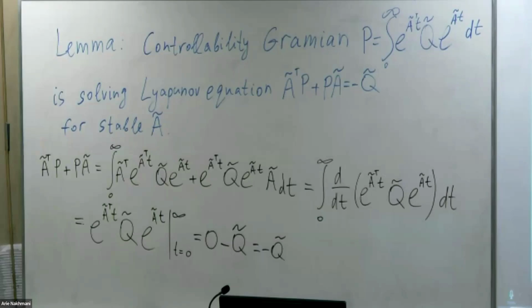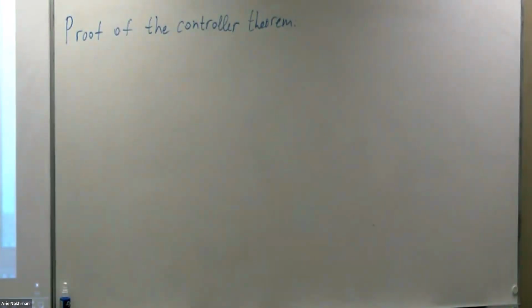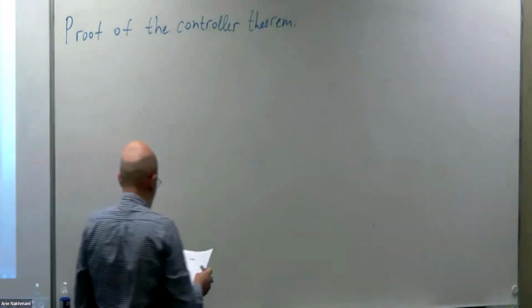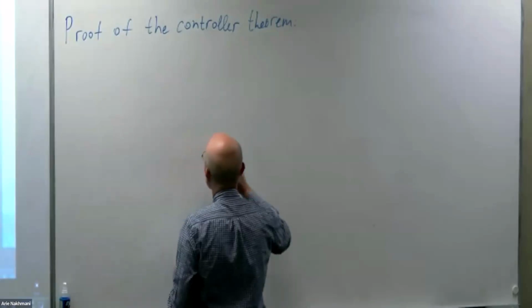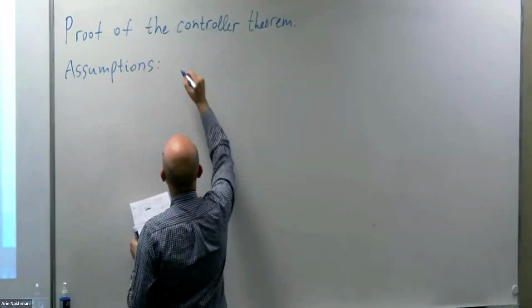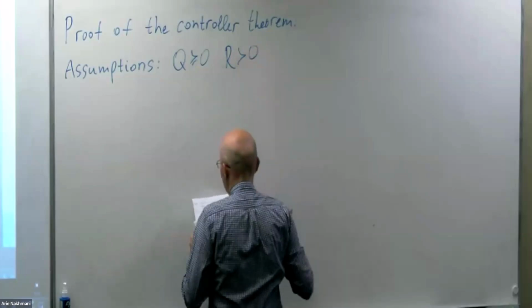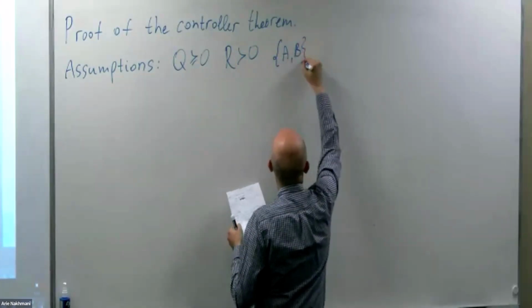The next theorem is the proof of the controller theorem. Okay, so we have a few assumptions. Q is positive semi-definite. R is positive definite. And (A, B) is stabilizable.